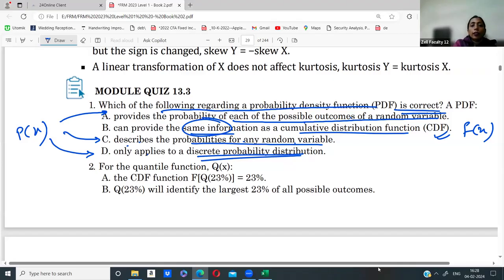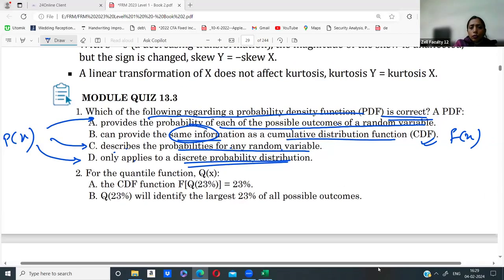I'll tell you why A is not the answer. What is A saying? Provides the probability of each of the possible outcomes for a random variable. This is true if it's a discrete distribution. But a PDF can be made for a discrete distribution also and for a continuous distribution also. So providing the probability of each of the possible outcomes is not true for a continuous distribution, only true for a discrete distribution.